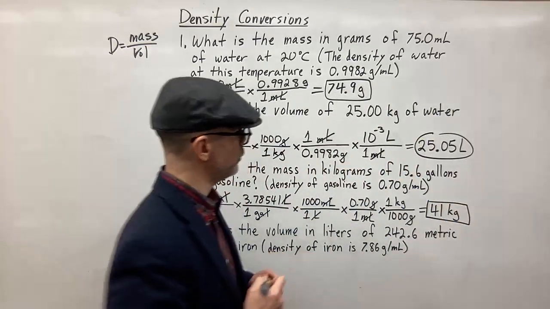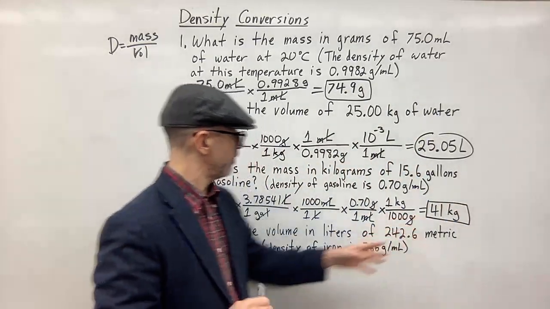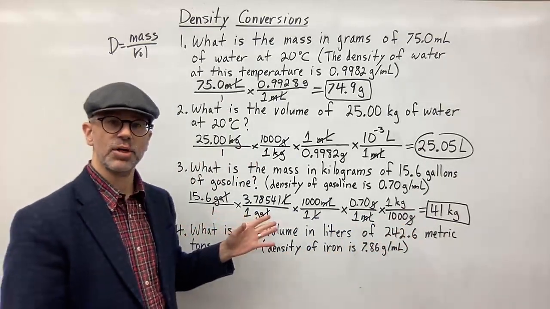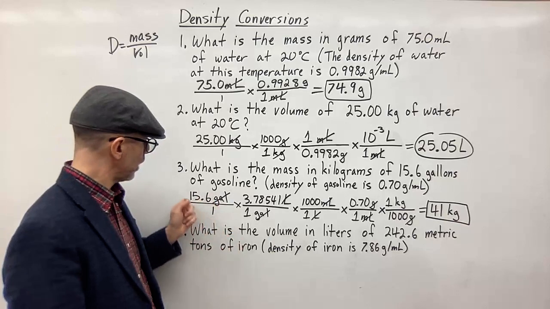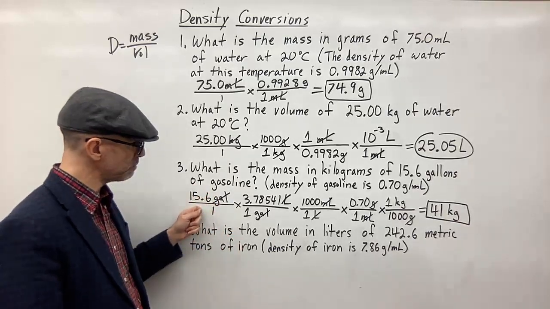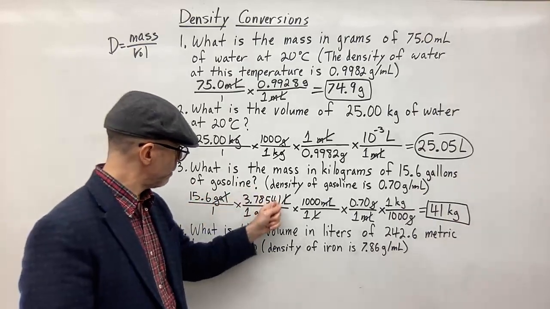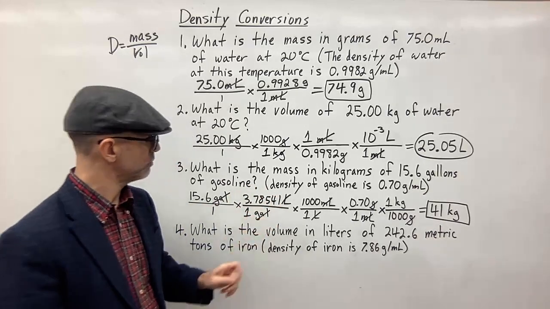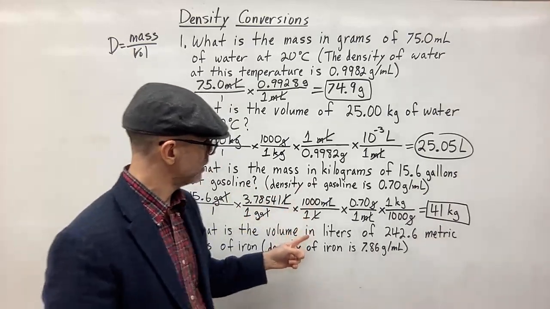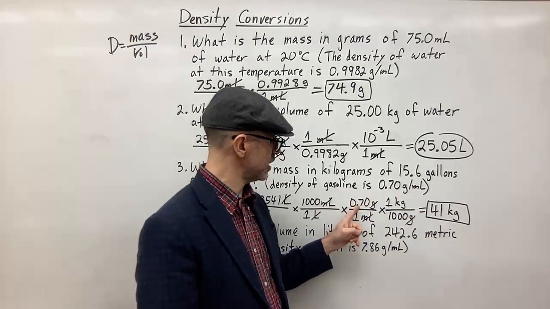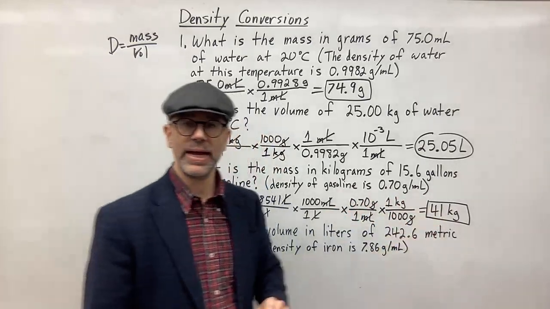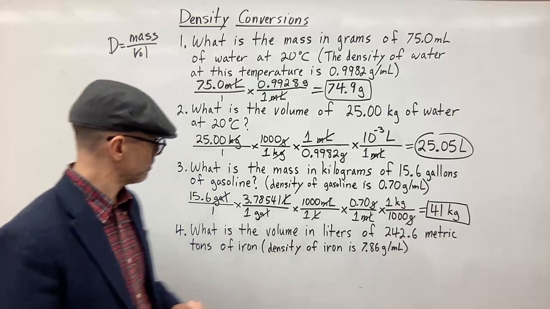Again, notice the sig figs, I have 2 sig figs. That's because the least number of sig figs in my measurements is 2. So I have 3 sig figs here. I have 5 here. This is exact. This is 2, and this is exact. So 2 is the least number. So my answer has 2 sig figs.